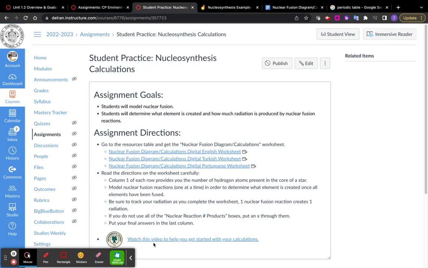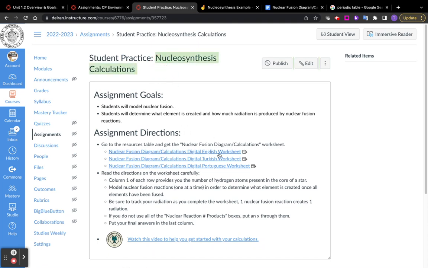If you're watching this video, that means that you completed the hands-on marshmallow demo. You may have even started this work already, but this video is going to go over exactly how to complete the nucleosynthesis calculations, which are on the nuclear fusion diagram slash calculations worksheet. So this is going to help you model nuclear fusion.